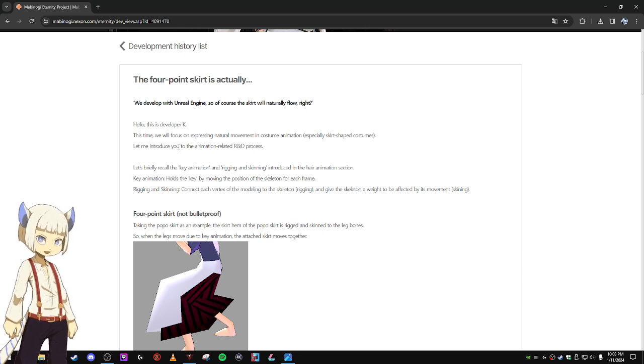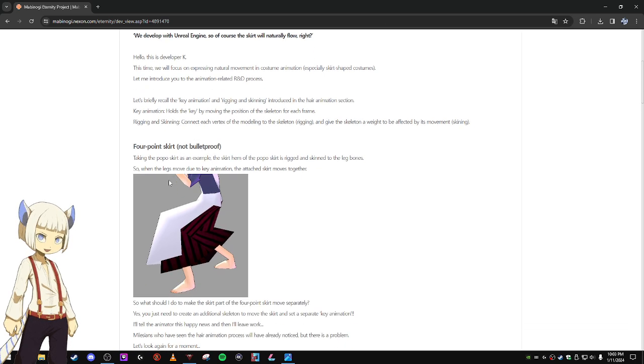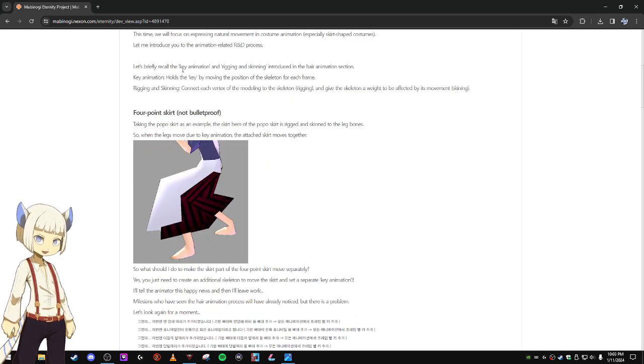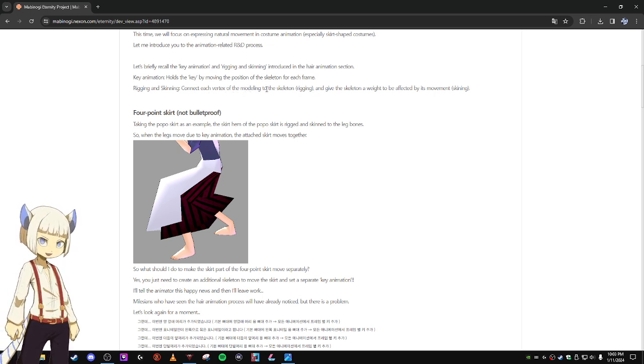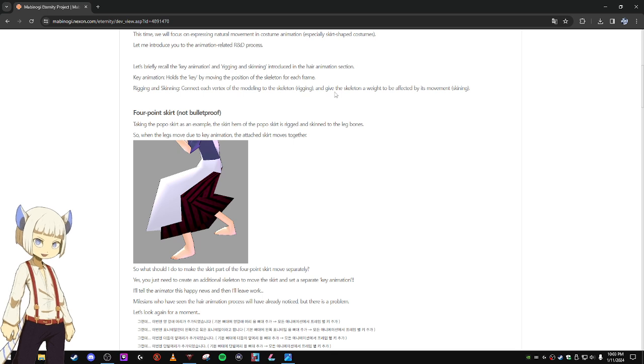Let me introduce you to the animation-related R&D process. Let's briefly recall the key animation and rigging and skinning introduced in the hair animation section. Key animation holds the key by moving the position of the skeleton for each frame. Rigging and skinning connect each vertex of the modeling to the skeleton, and give the skeleton a weight to be affected by its movement, skinning.